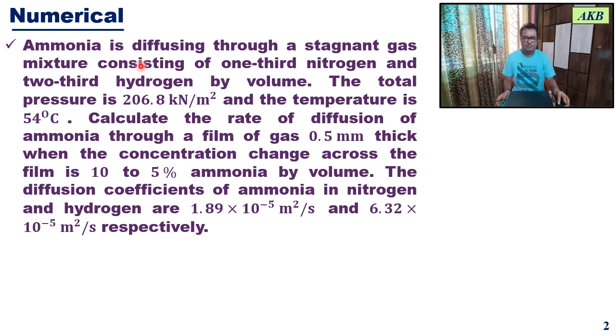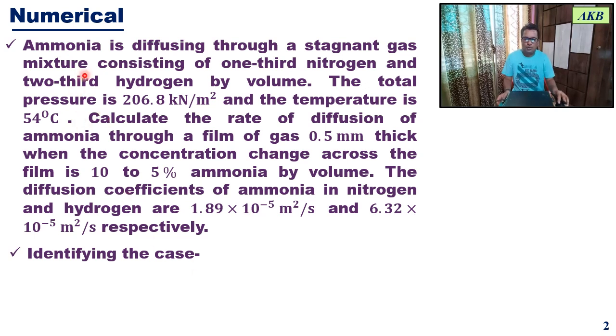So ammonia is diffusing through a stagnant mixture consisting of 1/3 nitrogen and 2/3 hydrogen by volume. So this is the statement, and after reading the statement carefully, we have to identify the case. What type of diffusion is this? Which case is involved in that particular diffusion process? We first have to identify that. So that's why I have set the task of identifying the case. Let us first identify. By reading the statement carefully, we are going to identify the case.